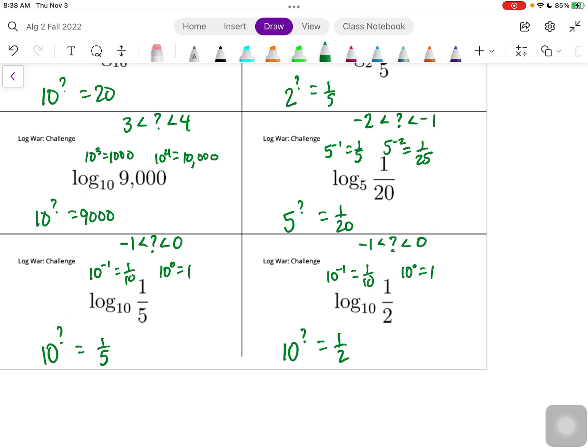But if we compare these two, this one is closer to 1/10, and this one is closer to 1/2. I mean 1, sorry. And so this one is actually larger than the one before it. Okay. So this one's larger. Sorry, I should write that. Not largest. It's just larger than that one.